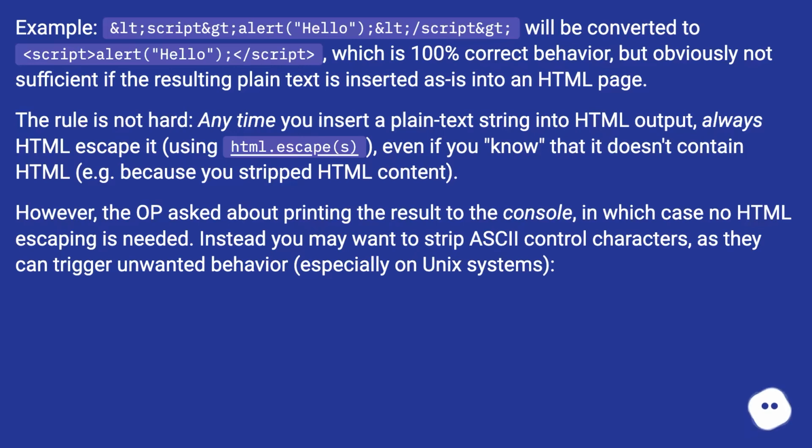The rule is not hard. Anytime you insert a plain text string into HTML output, always HTML escape it, using html.escape, even if you know that it doesn't contain HTML, e.g. because you stripped HTML content. However, the OP asked about printing the result to the console, in which case no HTML escaping is needed. Instead, you may want to strip ASCII control characters, as they can trigger unwanted behavior, especially on Unix systems.